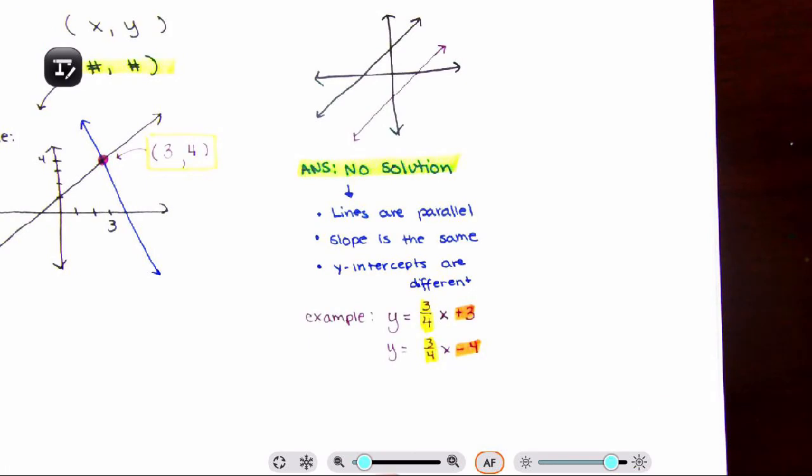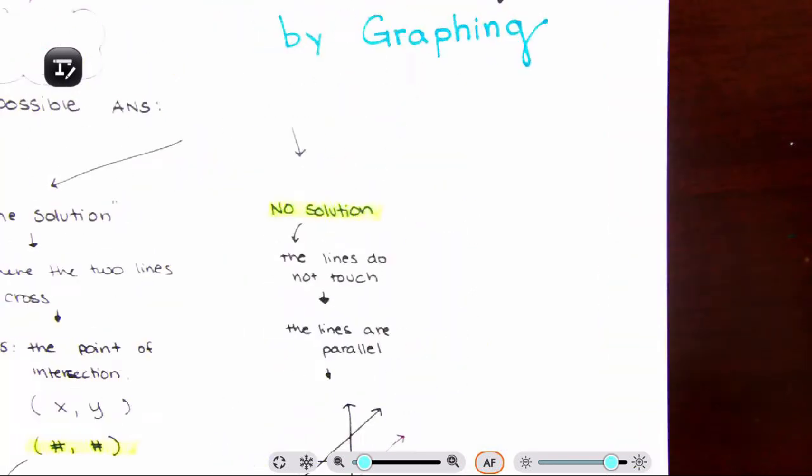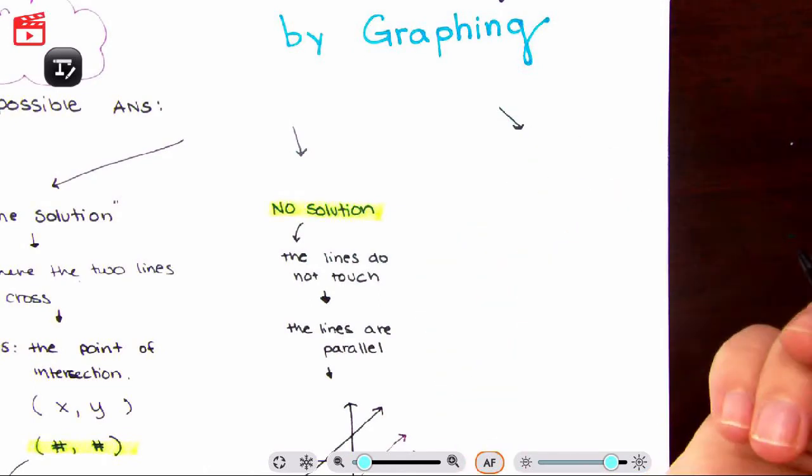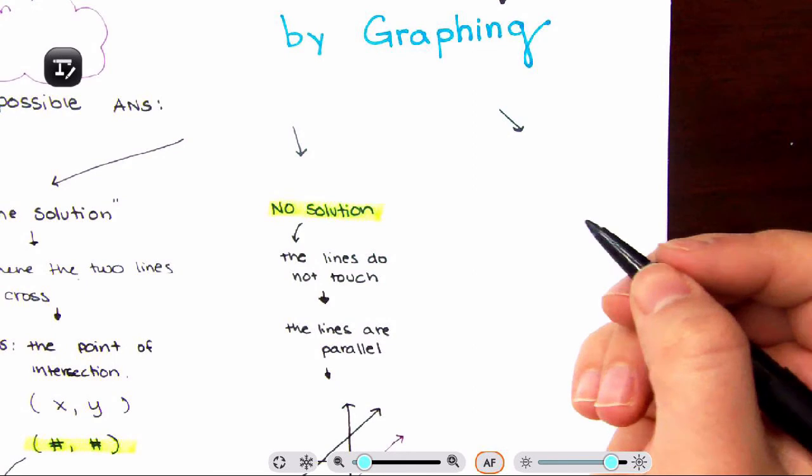All right, one more option for our answers, and that would be infinitely many solutions, or all of the solutions. An infinite number of solutions.